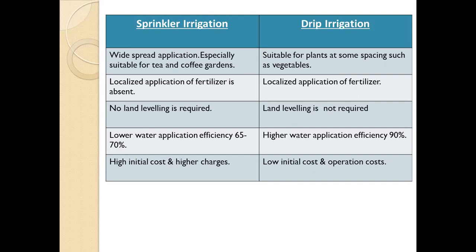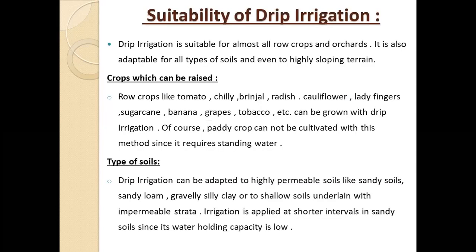In a sprinkler, localized application of fertilizer is absent, while in drip, there is localized application of fertilizer. No land leveling is required in both sprinkler and drip irrigation. Sprinkler has a lower water application efficiency, which is 65 to 75%, about 70%. In drip irrigation, there is a higher water application efficiency, 90%. Sprinkler irrigation has a high initial cost and higher charges, while drip irrigation has a low initial cost and operation cost.